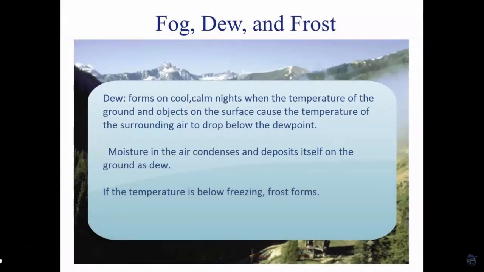On cool, calm nights, the temperature of the ground and objects on the surface can cause temperatures of the surrounding air to drop below the dew point. When this occurs, the moisture in the air condenses and deposits itself on the ground, buildings, and other objects like cars and aircraft. This moisture is known as dew and sometimes can be seen on grass in the morning.